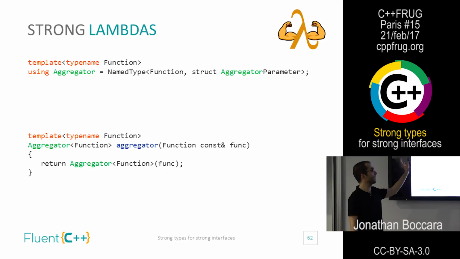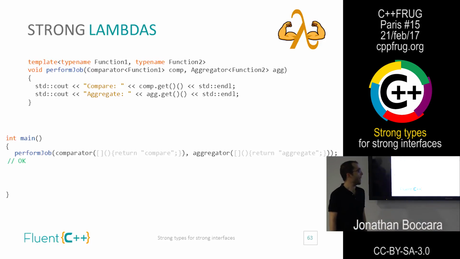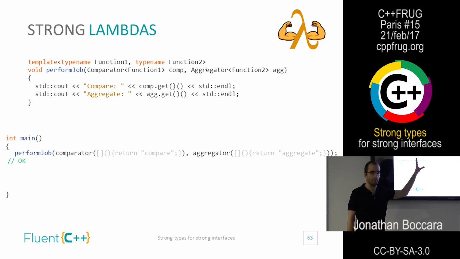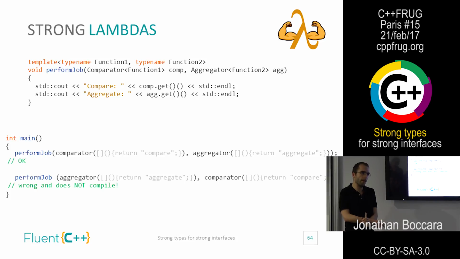And how I use them here is just using them in the interface, saying that I'm expecting a Comparator, which is templated. So now I can actually write which one's the comparator, which one's the aggregator, in case a human being or a compiler had the doubt, and if I swap them around, then that doesn't compile, right?